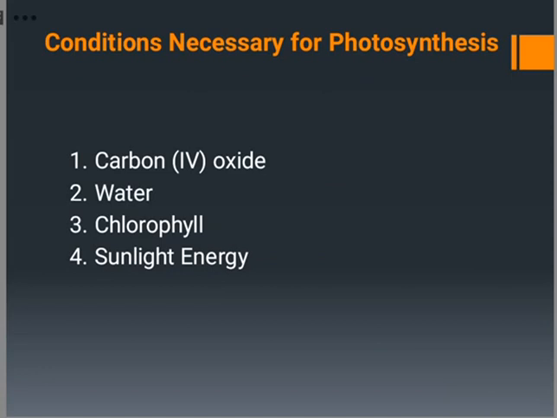Conditions necessary for photosynthesis. There are 4 main conditions necessary for photosynthesis to take place. These 4 conditions must be met. If any one of them is missing, photosynthesis cannot take place. And for examination purposes, you should be able to mention these conditions. 1. Carbon dioxide, which is present in the atmosphere. It must be available.